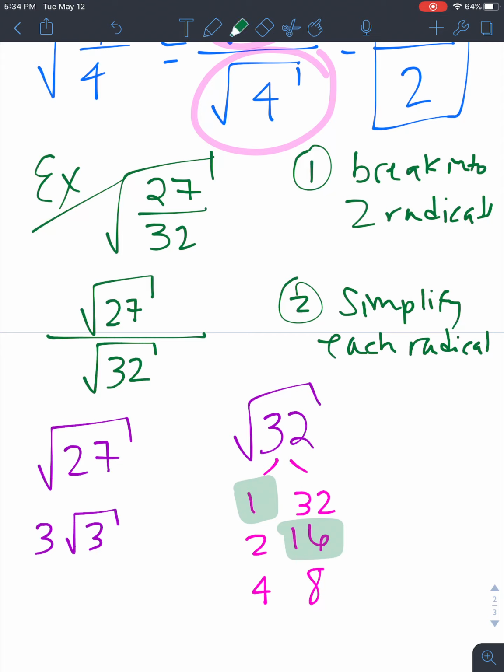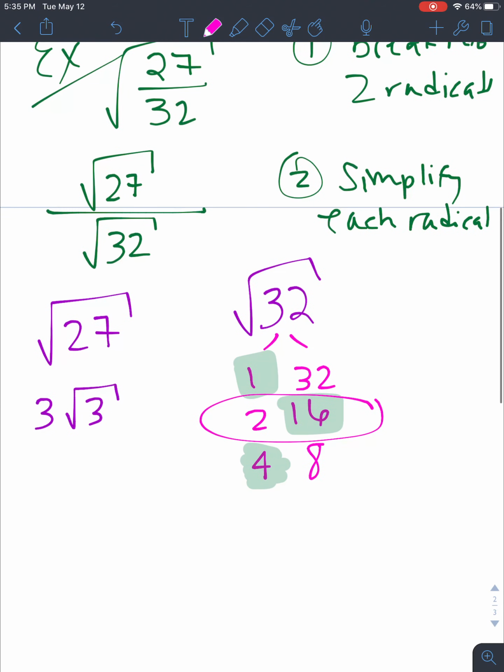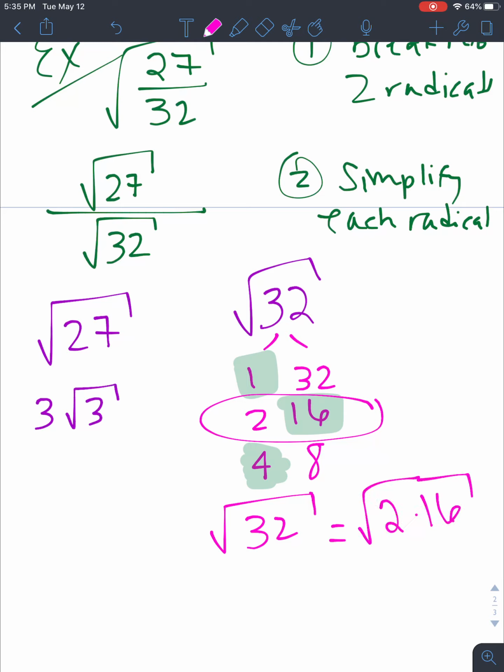And we also have 4, because remember, the square root of 4 is 2, right? Or 2 squared is 4. So we have factors in every single pair. But remember, you're always going to choose the biggest perfect square. So our biggest perfect square out of 1, 16, and 4, the biggest number is 16. So that's going to be the one we pick. So I'm going to take my square root of 32, and instead of having the square root of 32, I'm now going to have the square root of 2 times 16.